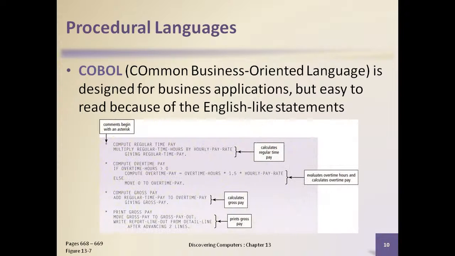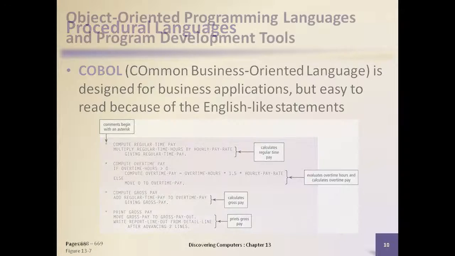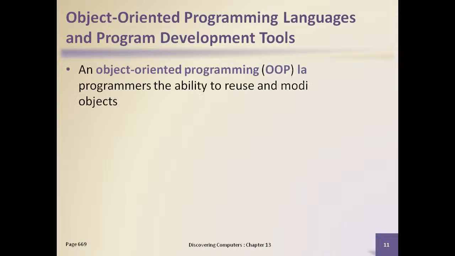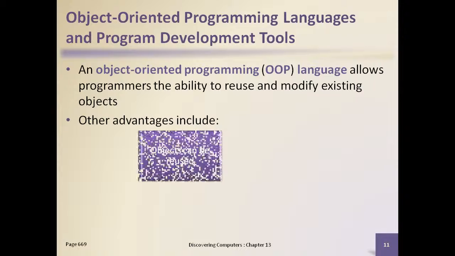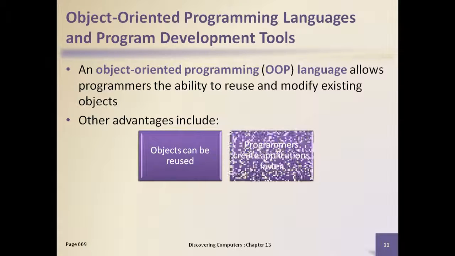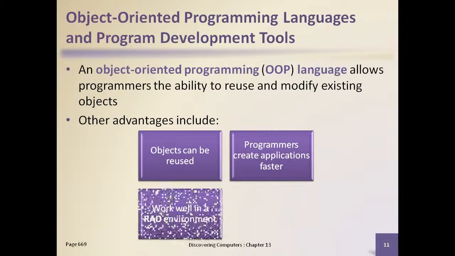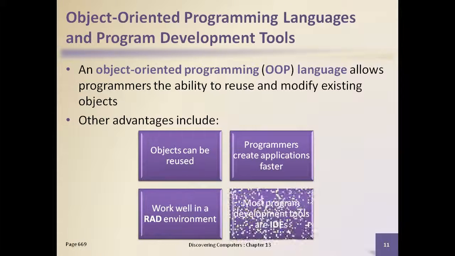Let's say programming language is used to write many of today's programs. COBOL is designed for business applications but is easy to write because of the English-like statements. Object-oriented programming language and program development tools. An object-oriented programming (OOP) language gives programmers the ability to use and modify existing objects. Other advantages include objects can be reused, programmers create applications faster, and they work well in a RAD environment. Most program development tools are IDEs.